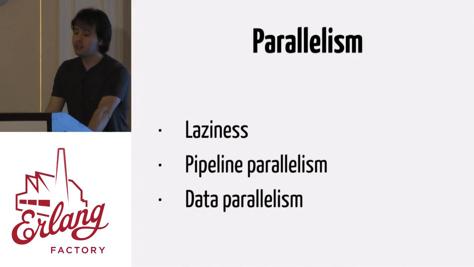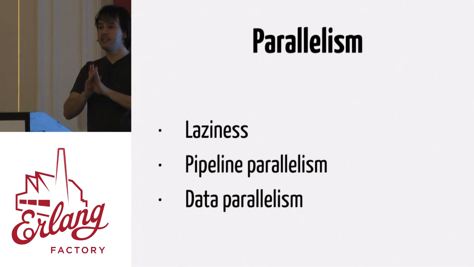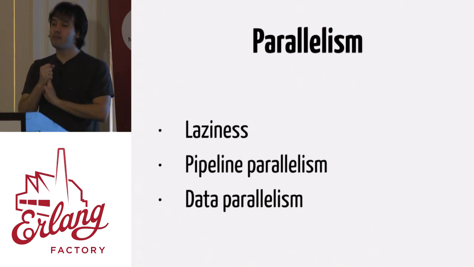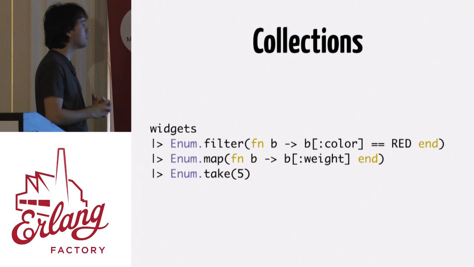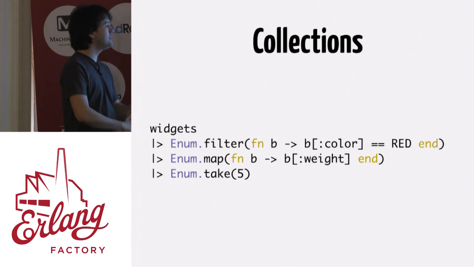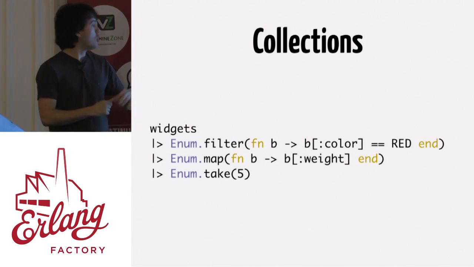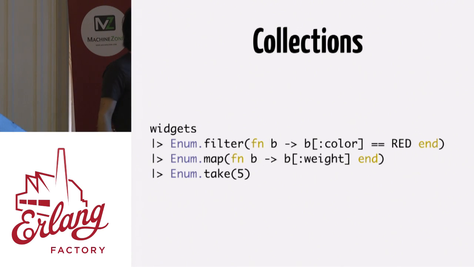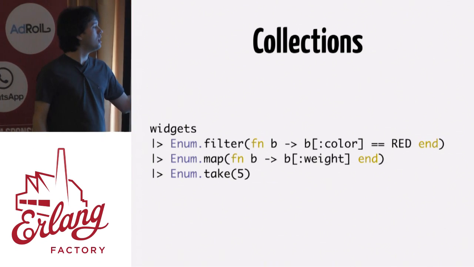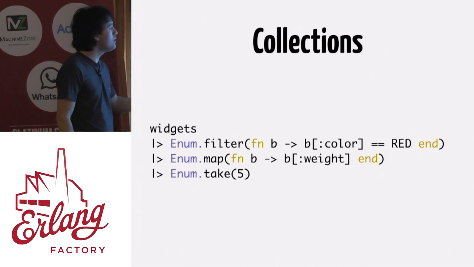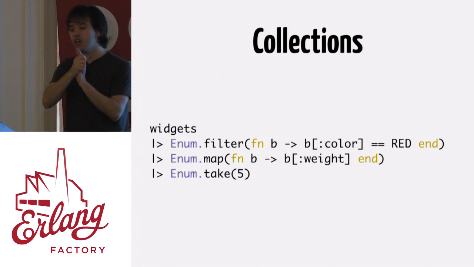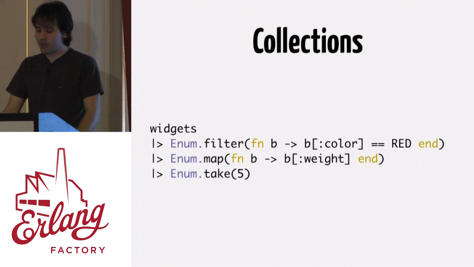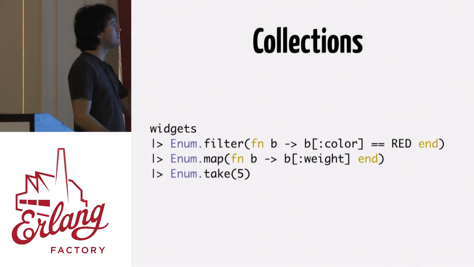And in order to talk about parallelism, we're going to talk about 3 things: laziness, pipeline parallelism, and data parallelism. So we talked about collections at the beginning of this talk. We had that Java 8 code, and this is kind of how we would translate it to Elixir. We have a widget, which is a list, and then we want to filter calling the Enum functions we talked about before. So we want to filter only the ones that are red, and then we want to get the weight. And we want to take, for example, the first 5. So those are collections, and those collections are eager.